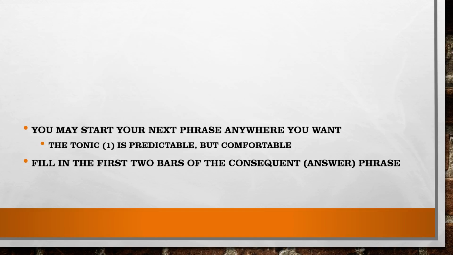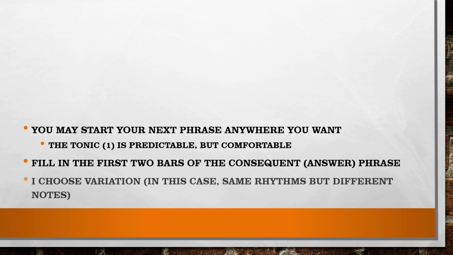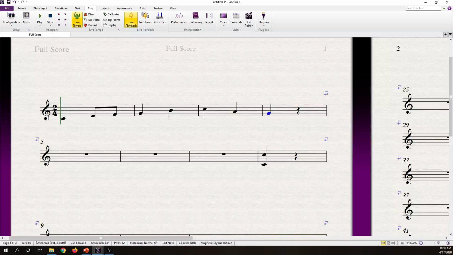So let's see here. Oh, and in the example that I did, I'm going to try variation. So we're going to use sort of some of the same rhythms, but we'll definitely use different notes. I think in this case, I'm going to start on the tonic because I do like that feeling of clearly we are in the key of C. And I'm going to use the same rhythms.